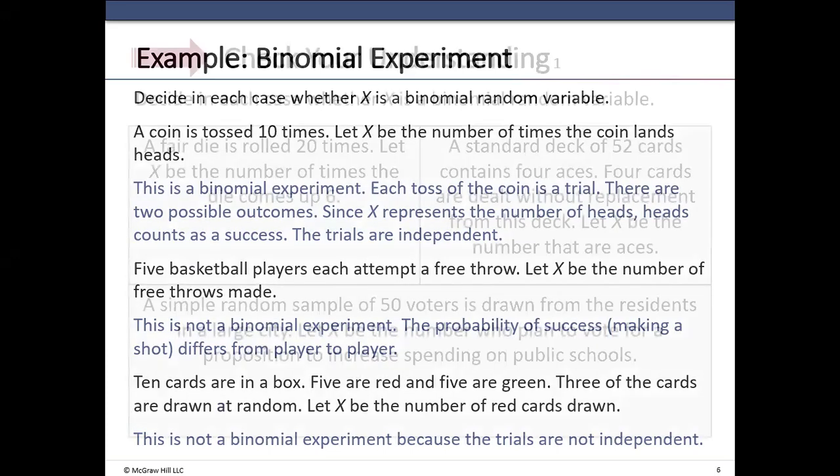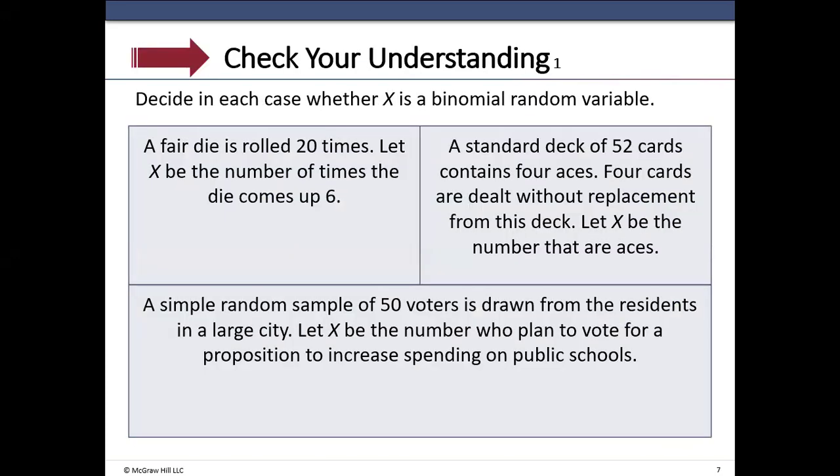Decide in each case whether X is a binomial random variable. A fair die is tossed 20 times. Let X be the number of times the die comes up 6. Okay, so either it comes up 6 or not a 6, and the probability is constant, 1 out of 6. Hence, this is a binomial experiment. A standard deck of 52 cards contains 4 aces. 4 cards are dealt without replacement from this deck. Again, this is not a binomial probability distribution.